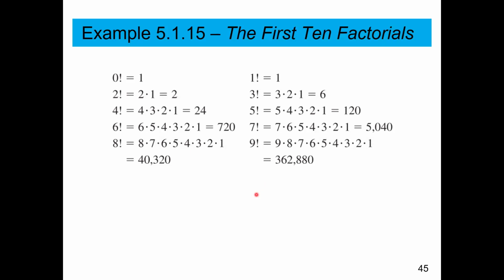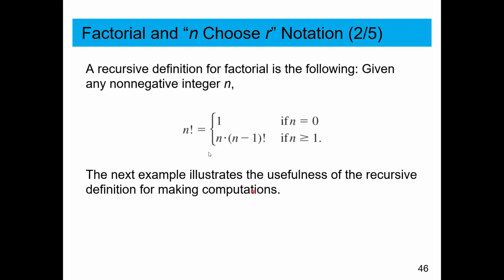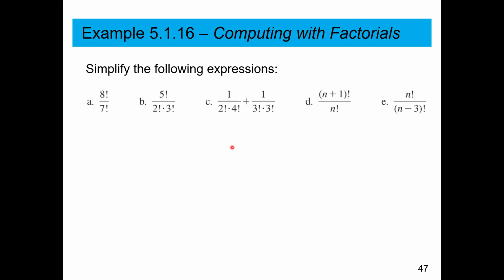Factorials are also a recursive function, and we can define it this way. n factorial is 1 if n is 0. Otherwise, it's n times the previous factorial. And this is really useful if I go to something like this. So let's talk about this first thing right here.